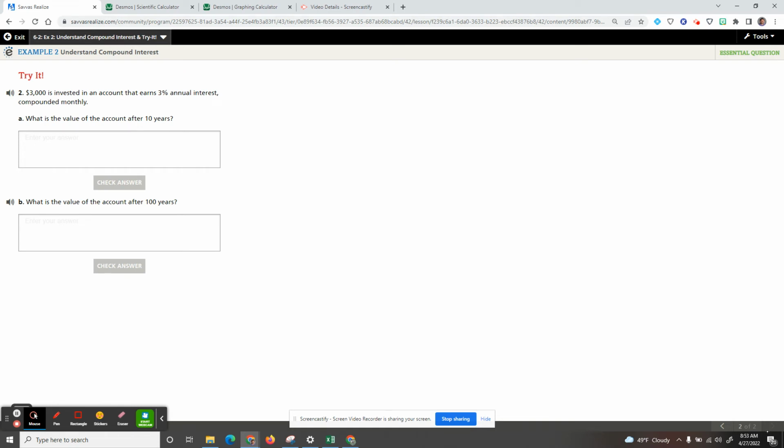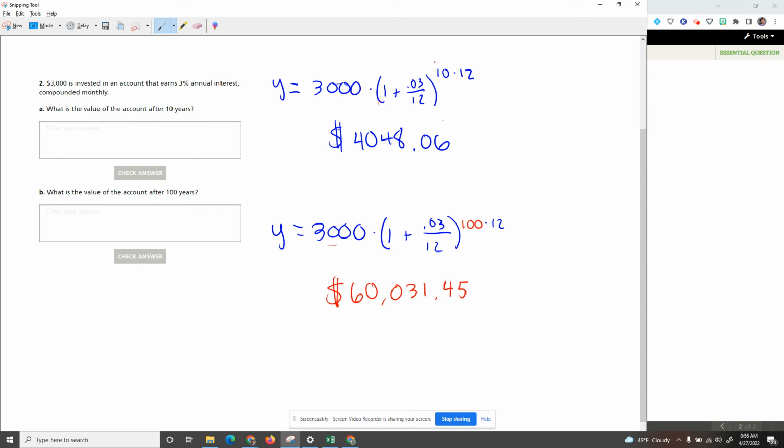So here in the try it question, another amount of money to start. Annual interest rate is 3%. We're going to compound monthly. So what is the value in the account after 10 years, and what is the value in the account after 100 years? So we're going to do that calculation twice. So why don't you pause it, give it a try, and then come back. All right, let's take a look.